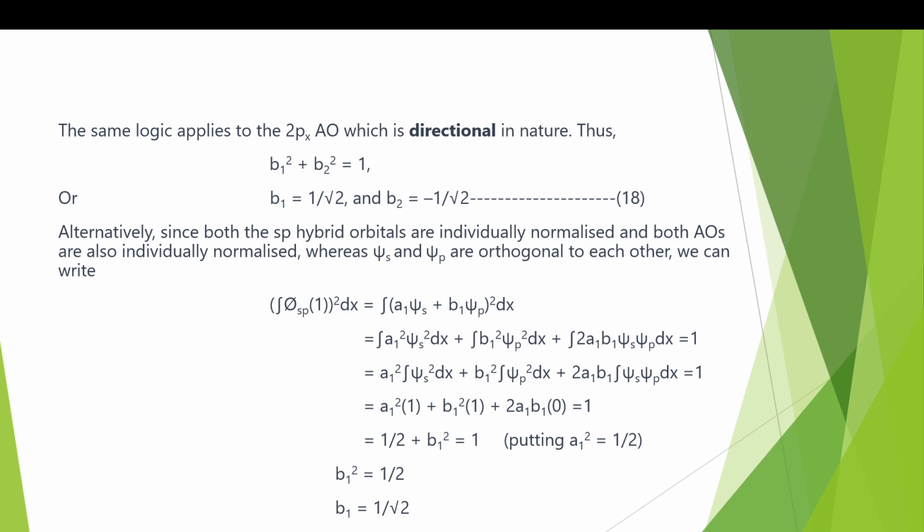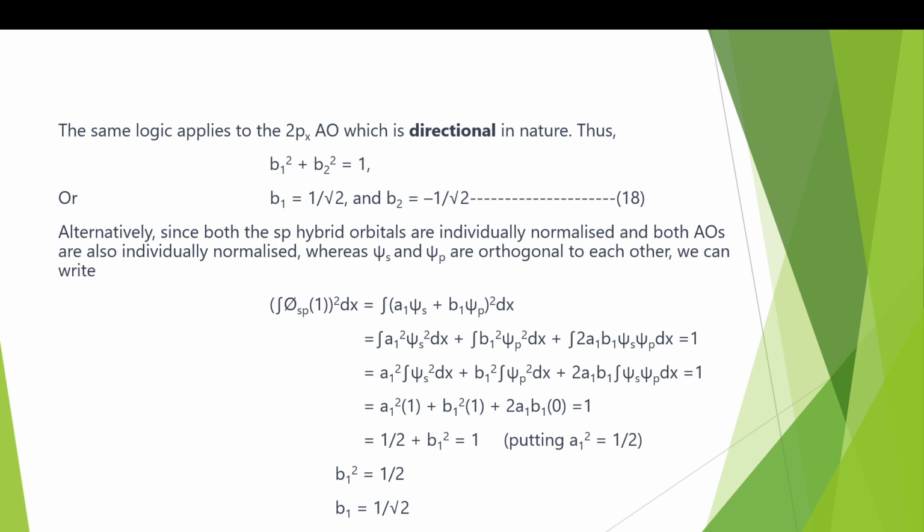Similarly, B1 square plus B2 square equal to 1. It means B1 equal to 1 over under root 2, B2 equal to minus 1 over under root 2. Minus sign because the px orbital is directional. One value is plus, other value is minus.